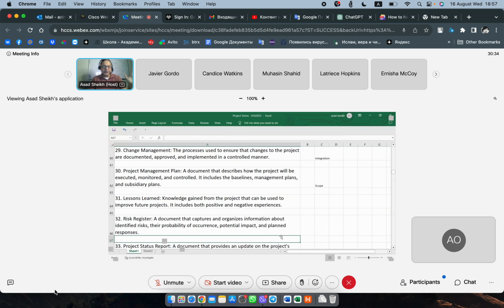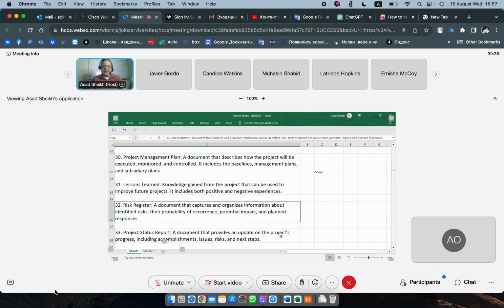Risk register. Okay, so think of risk register as a bucket. A stakeholder register, another bucket. These registers are nothing but Excel spreadsheets in which you are going to document your risks.